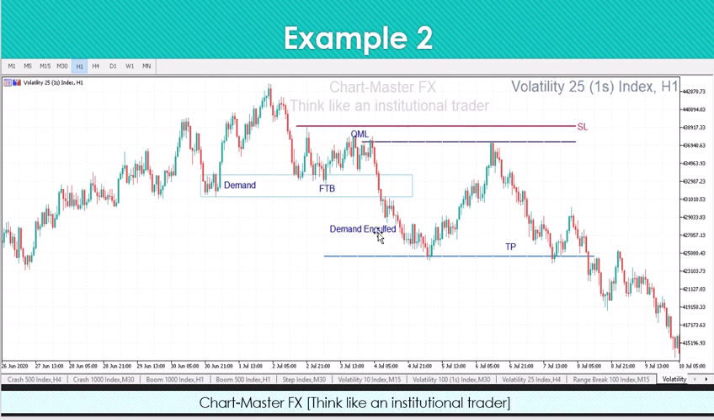So guys, this is example number 2. As you can see, we have demand, and on this demand there was a first time back, and once we have a first time back, you'll be ticking your boxes. Once you see that the demand is there, you tick your box. Once you see that there's an FTB, you tick your box, and there's a Quasimodo level somewhere, then you tick the box. Then you wait for the price to come to that Quasimodo level.